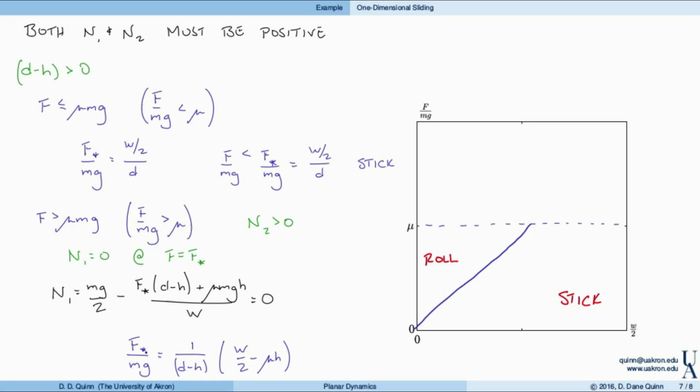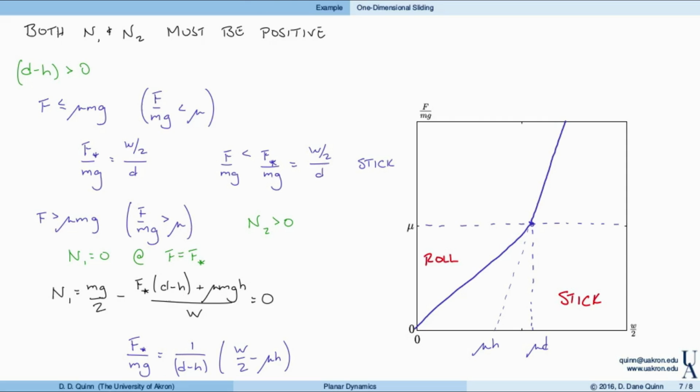So now, if I plot this function, this value of F star over mg as a function of w over 2, again it's a straight line, but it doesn't pass through the origin. Instead, it connects up with this line, right? But it goes off at a different slope. And you could extend this back to figure out what this value is. This value is mu times h, while the transition point occurs at w over 2 equals mu times d.